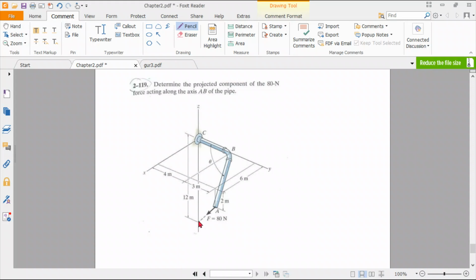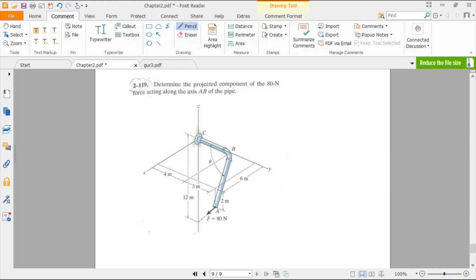Okay, so let's look at problem 2-119. The question is: determine the projected component of the 80 Newton force acting along the axis AB of the pipe. So we are given a pipe network beginning from point C and passing through point B with an elbow and ending at point A.